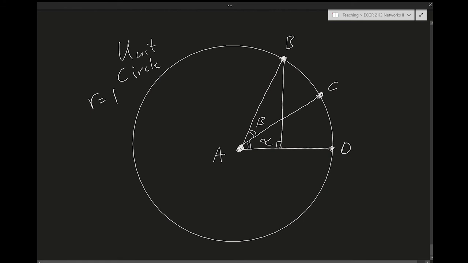Okay, so what happens when I use this triangle? Let me call it A, B, C, D, E. Let me call this point E. So looking at the triangle A, B, E, I can project the radius, the hypotenuse, into AE. So that is going to be 1 times cosine alpha plus beta. So this line segment is going to be cosine alpha plus beta. Right? And then I have another triangle here.